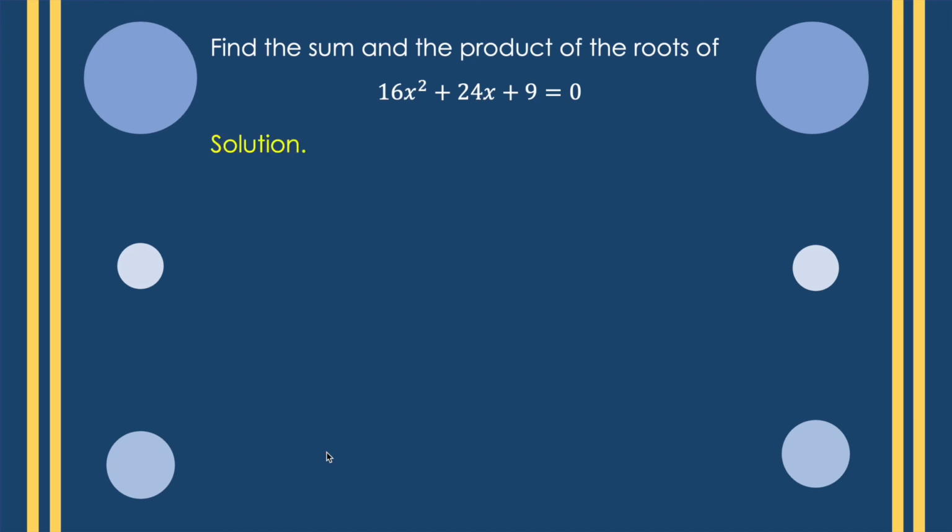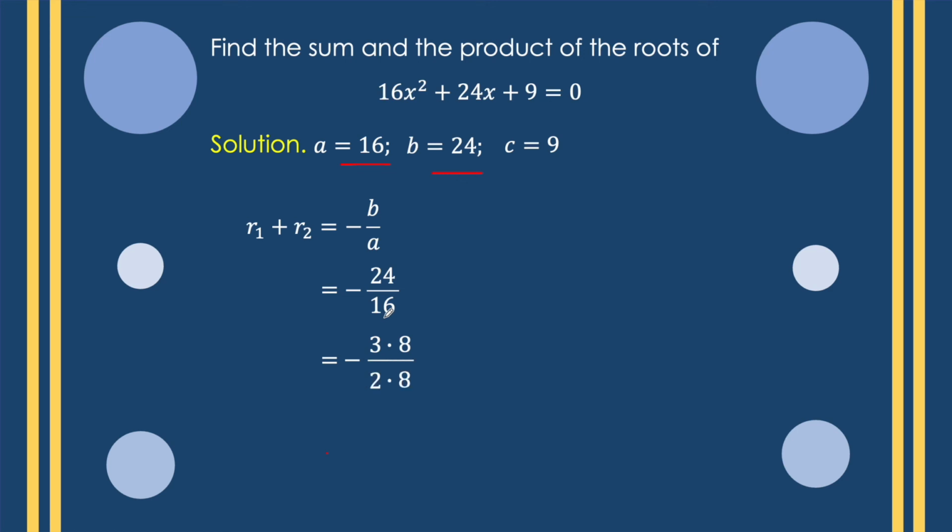As a solution, recognize the numerical coefficients first. A is 16, B is 24, C is positive 9. Now, get the sum of the roots. Negative B over A. B is 24, A is 16. So, we have negative, then our numerator is positive 24 and the denominator is positive 16. 24 can be written as 3 times 8, and 16 can be written as 2 times 8. Notice that 8 will cancel. So, the final answer for the sum of the roots is negative 3 over 2.